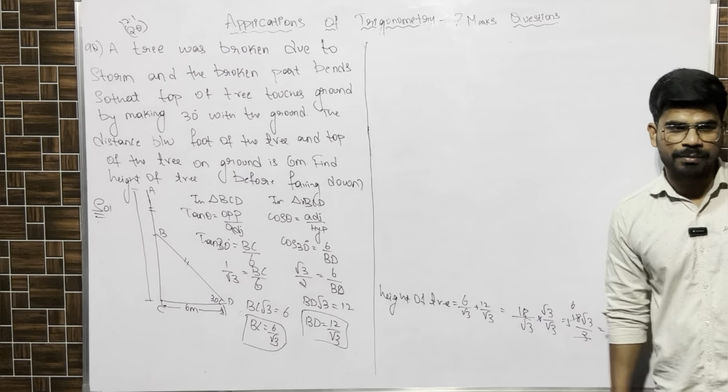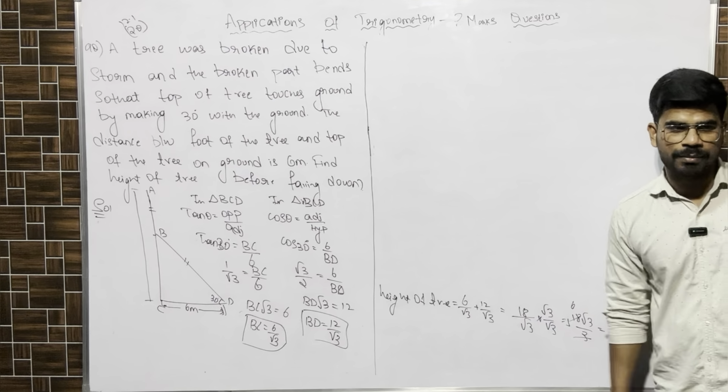Here we have the next question. Question number 10 according to our numbering, but according to the textbook it is the 5th question. The question says you want to set up a pole of height 10 meter vertically with the support of 3 ropes. A pole is there, and we have to tie 3 ropes.